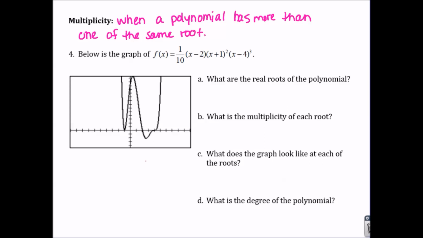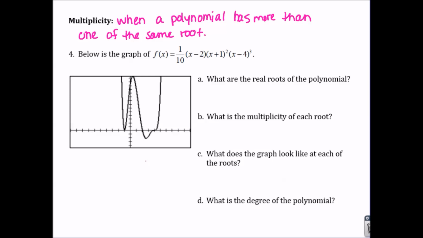So we encountered this a couple times when we did quadratics. You might solve a quadratic and end up with the factors x minus 3 and x minus 3. So you get x equals 3 twice. This is called multiplicity. So we have this example here.